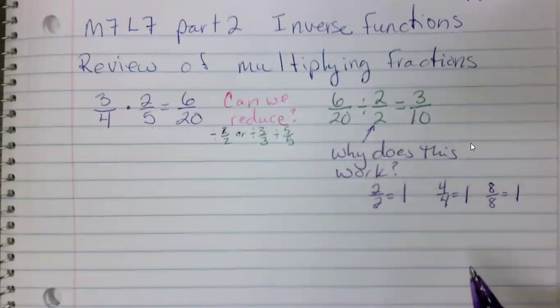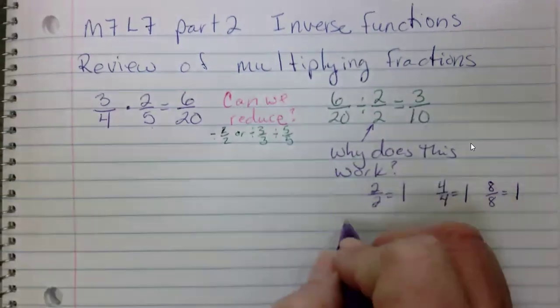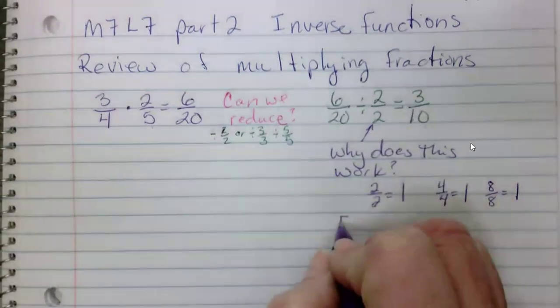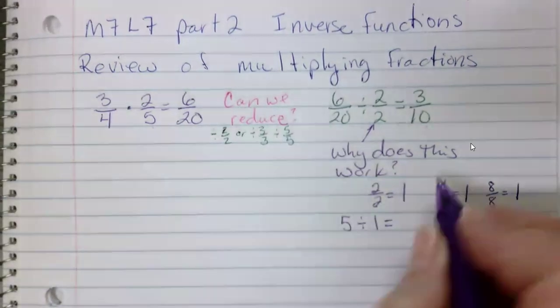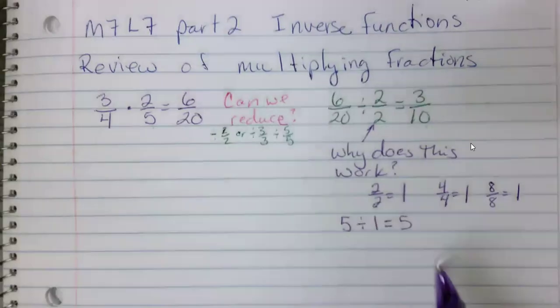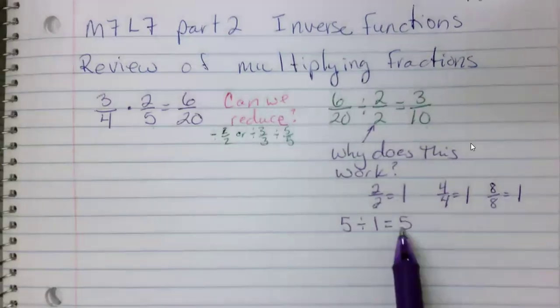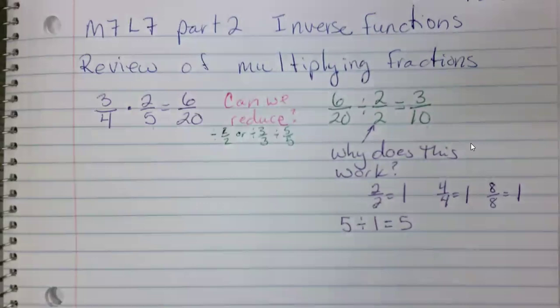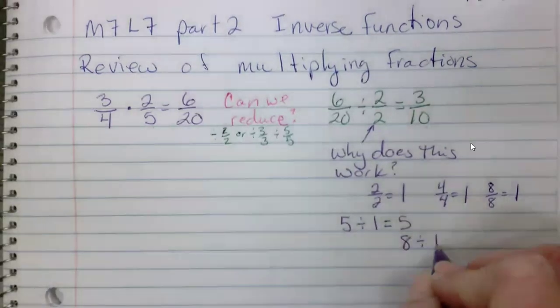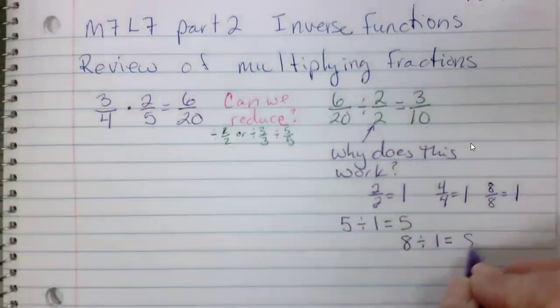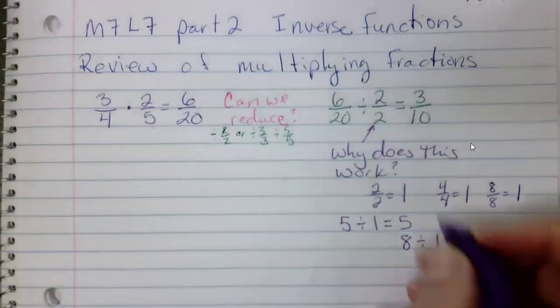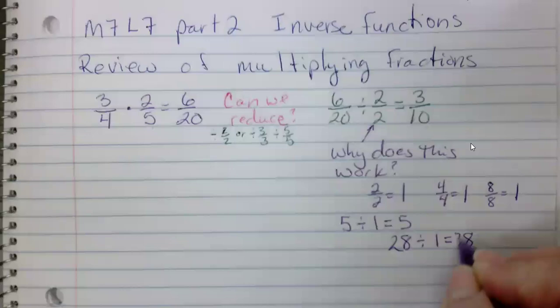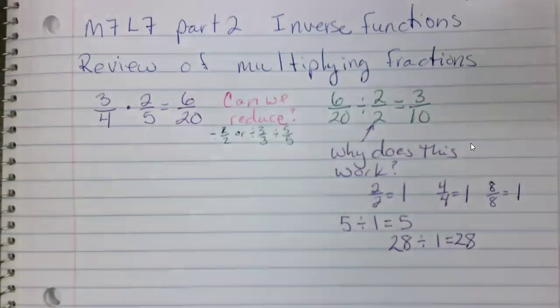All right. So then let's think back to when we were little. 5 divided by 1 equals what? It equals 5. So notice that the 5 stays the same. All right. If we had 8 divided by 1, what would that equal? 8. Yeah, they're equal. Even if it was 28 divided by 1, we would still get 28. Like, dividing by 1 doesn't change how much stuff you have.